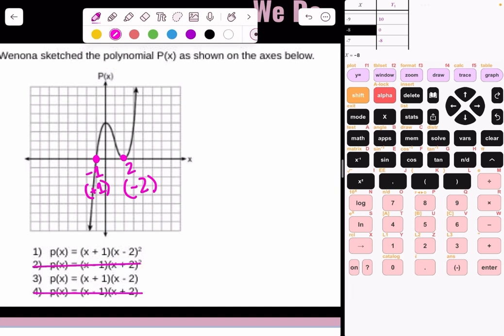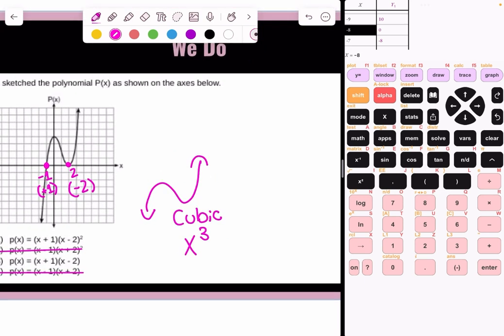Okay. Whenever you have this type of a shape, this is called a cubic function. A cubic function is when you have an x to the third. Remember, a quadratic is when we just have the u shape, which I do not see here. That's when I have an x squared.